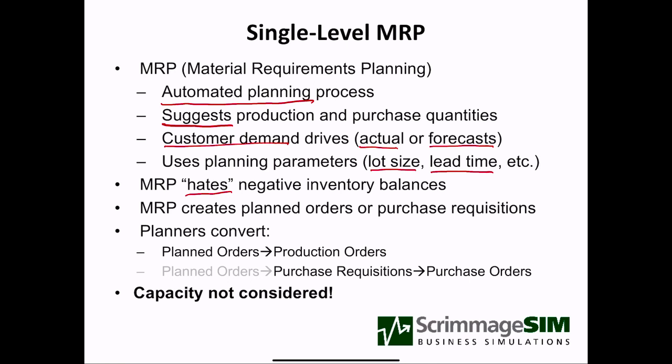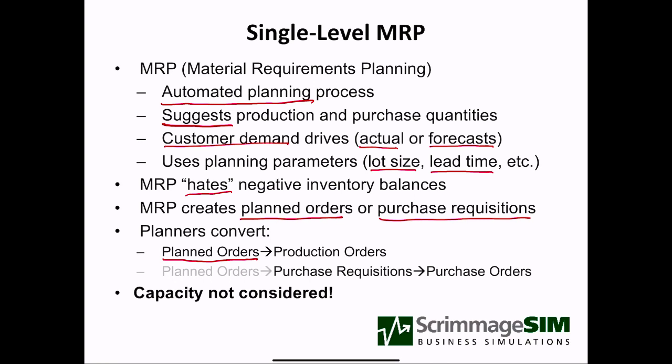What MRP creates are planned orders or purchase requisitions, depending on the situation. A planned order is simply that. It's a recommendation or a plan. Suppliers and production people do not see planned orders. It's only the material planner.